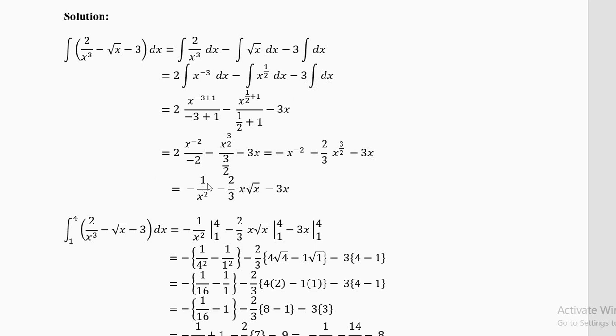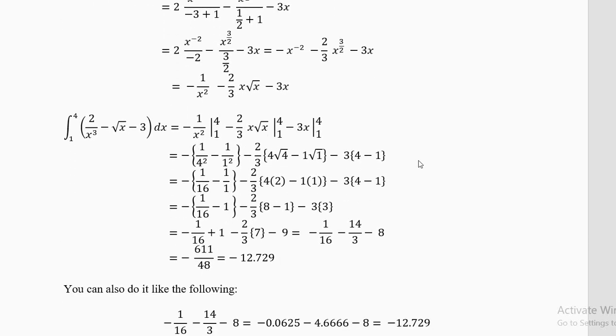So your integration is minus 1 over x square minus 2 over 3 x root x minus 3x. Now substitute the limits of integration going from a equal to 1 to b equal to 4. First b, then a. You have 1 over 4 square minus 1 over 1 square. This is 1 over 16 minus 1. We'll leave it as it is. Open the bracket. We'll get minus 1 by 16 plus 1, because we'll be getting fractions from the others. So we'll do the whole numbers separately and the fractions separately.